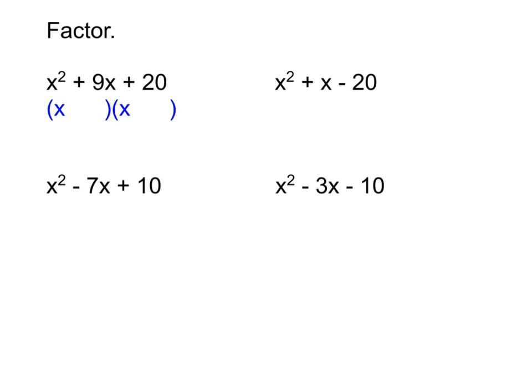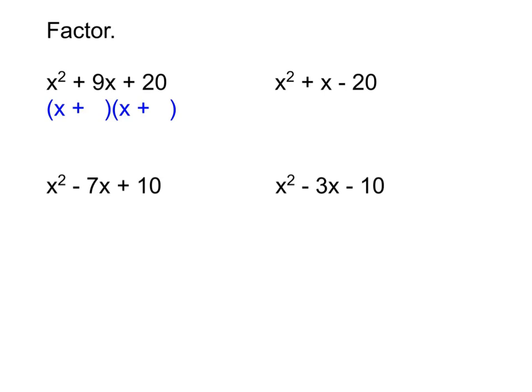Now, I need to figure out what two numbers add to 9 and multiply to 20. I'm always thinking about the multiplying part first. So I'm multiplying to a positive, and I'm adding to a positive, which means that both numbers will have to be positive inside the parentheses.